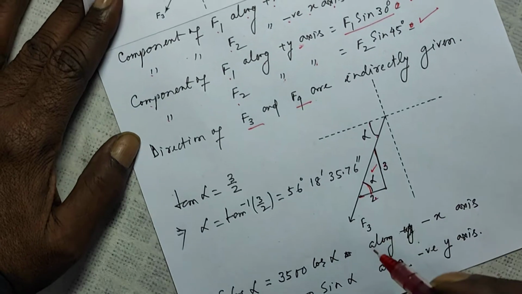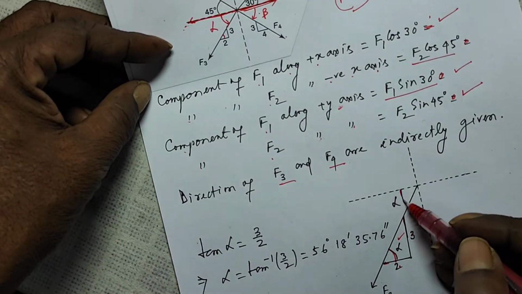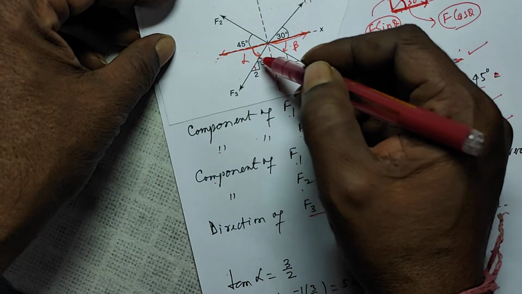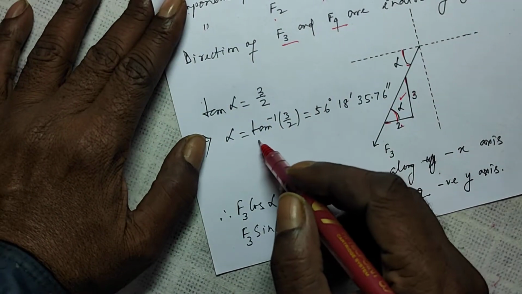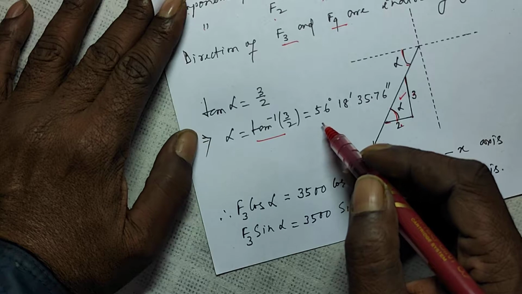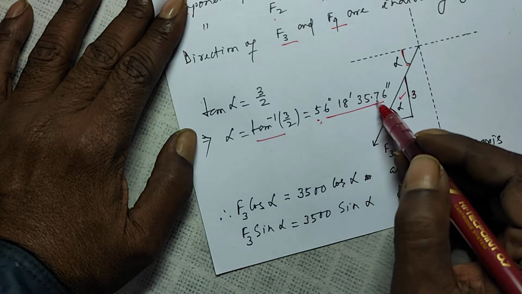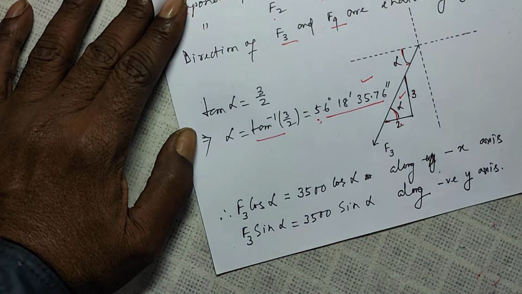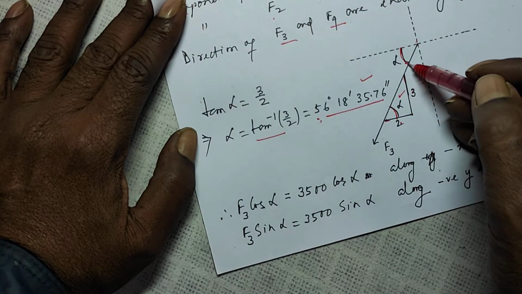So alpha is found out, that is, this angle is found out. Alpha is equal to tan inverse 3 over 2. If you put it in a scientific calculator, it comes out to be 56 degrees 18 minutes 35.76 seconds of arc. So now F3 is known, this angle is known.